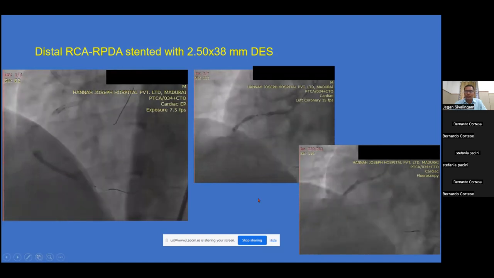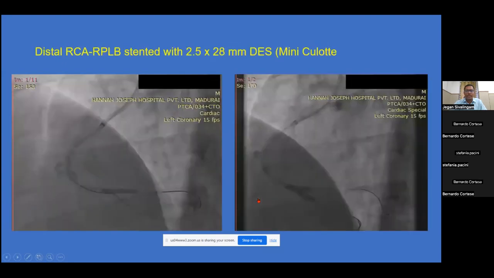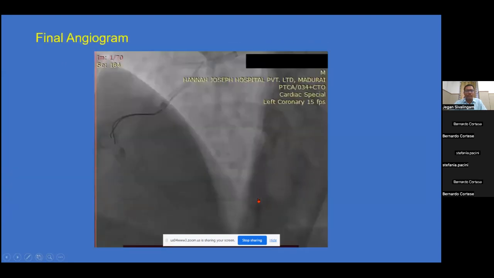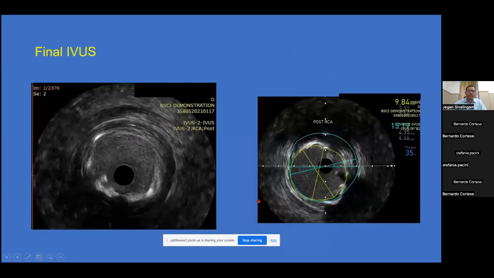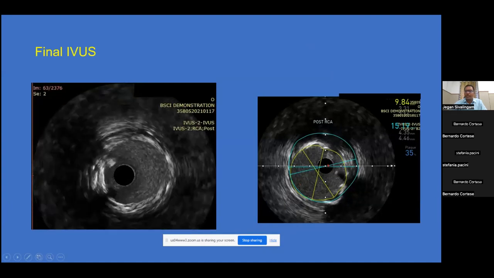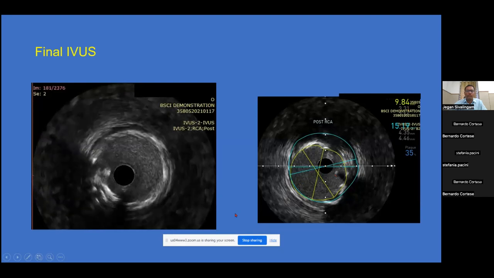So it yielded. Then we fixed with another 3.5 mm, and then RPLB got uploaded. So I'll skip all this. So we recrossed, and then this is the final angiogram. So this is the final IVUS run. So it was all a good result. So we achieved an area of 9.84 in the RCA.